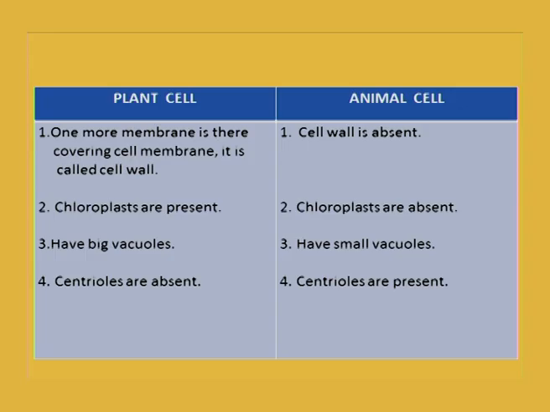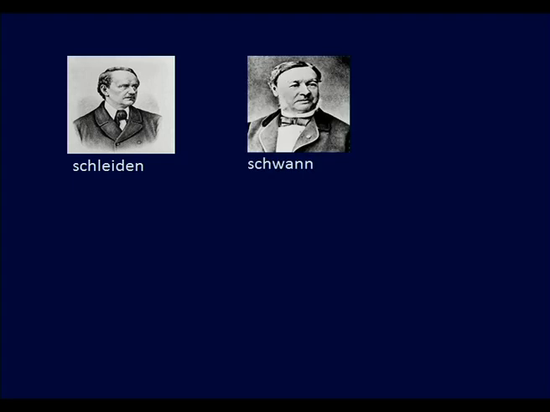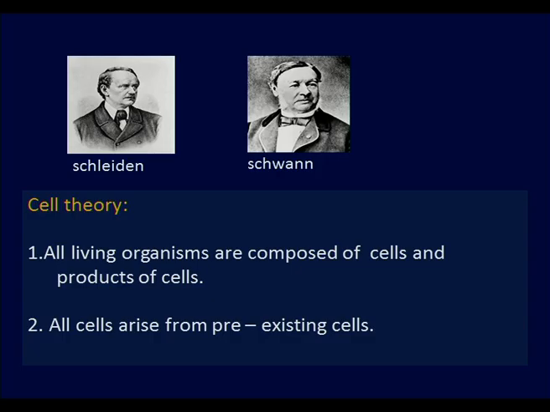Now children, think, where do cells come from? This is a scientist called Schleiden. He is a botanist. He observed many plant cells. One more scientist, Schwann, is a zoologist. He observed many animal cells. By the observations made by them, they together formulated the cell theory. According to cell theory, all living organisms are composed of cells and products of cells. All cells arise from pre-existing cells.